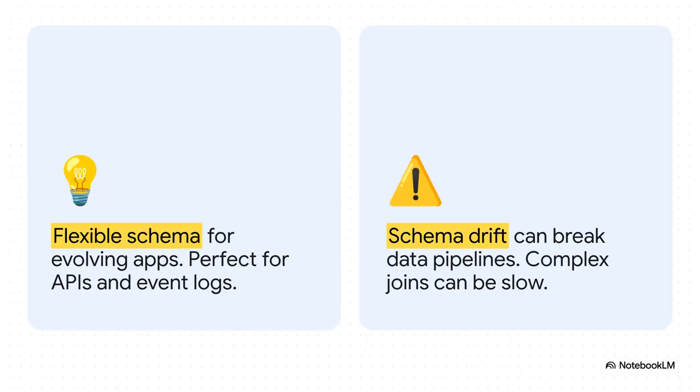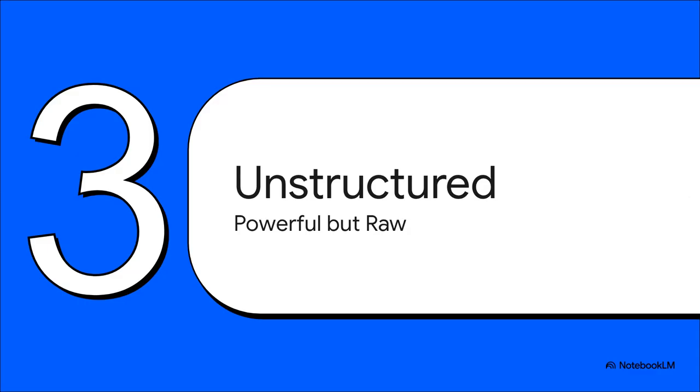The huge win here is flexibility. As the Hungry Now app evolves, the JSON can change without bringing the entire database crashing down. It's absolutely perfect for things like application logs or data from third-party APIs. But, and this is a big but, you have to watch out for something called schema drift. That's the nightmare scenario where the app team changes the JSON structure, forgets to tell the data team, and poof, all of your data pipelines suddenly break. Okay, and that brings us to our final category.